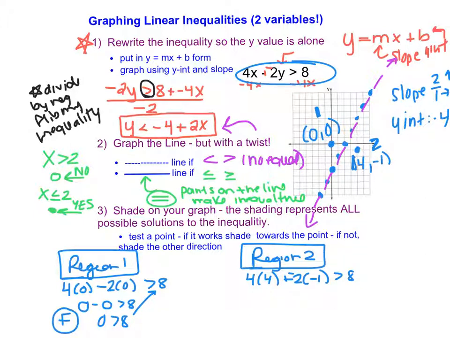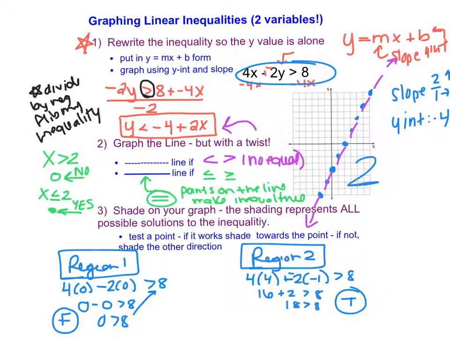So I have 16 plus 2, so 18 is greater than 8, and that is in fact true. So what I learned here by testing a point in each region is that these points up in region 1 do not make the inequality true, but these points down in region 2 do. So region 2 is the region, all of these points down here are going to make that original inequality true.